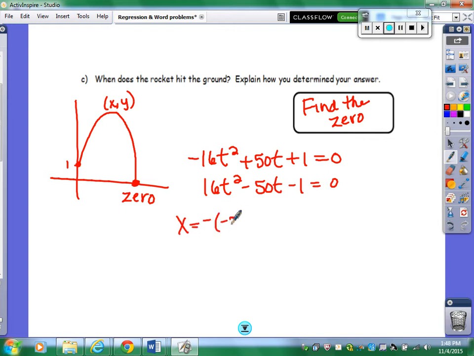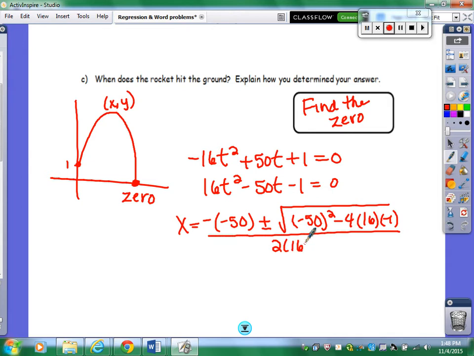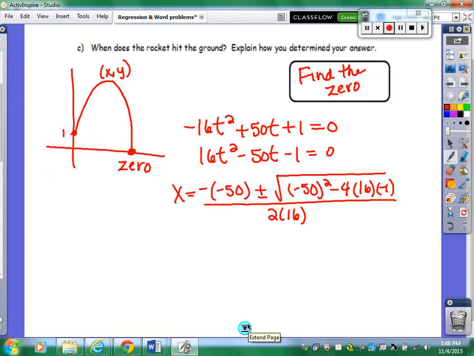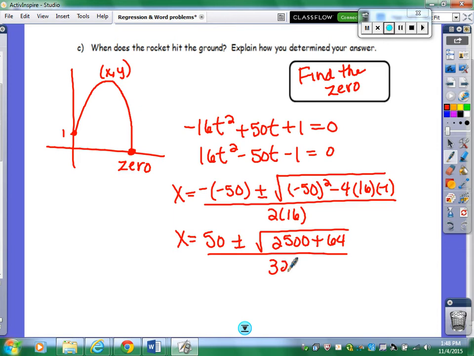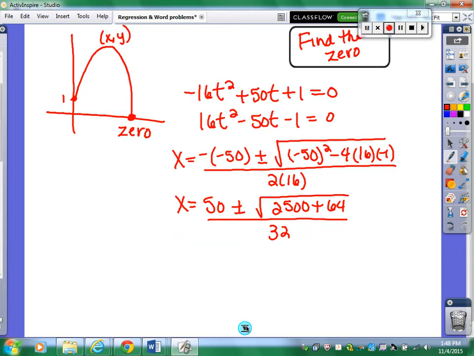All right, so the opposite of b, 50, plus or minus the square root of b squared minus 4ac, all over 2a. All right, let's start cleaning it up. So x is equal to 50 plus or minus the square root of 2500 plus 64, over 32. Now remember, I only want the positive, so I'm only going to deal with the plus, the square root of 2564 over 32.